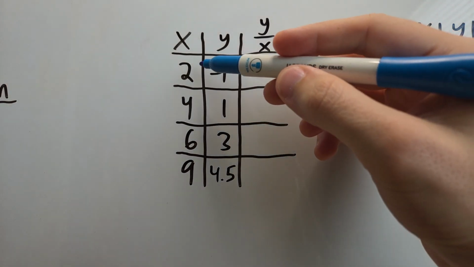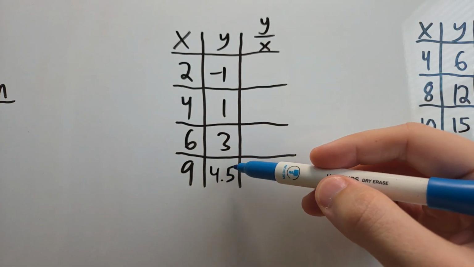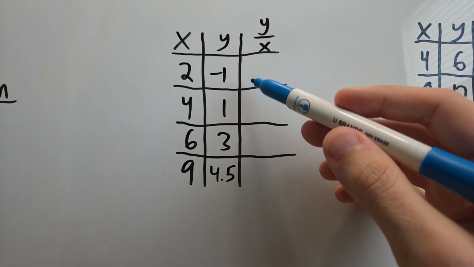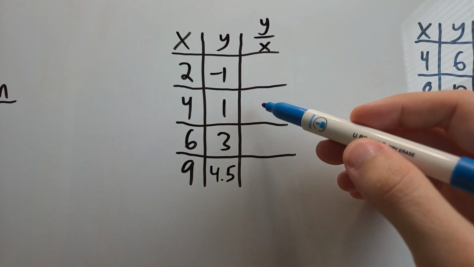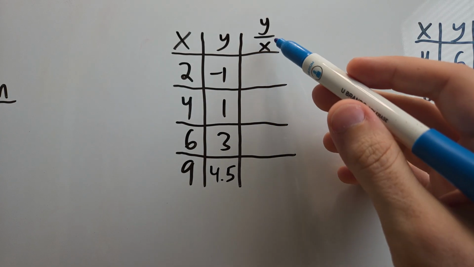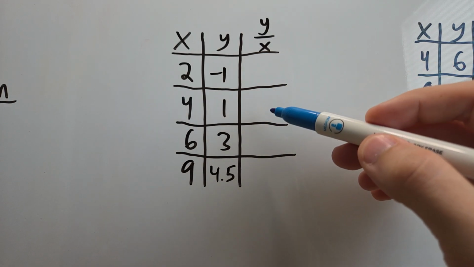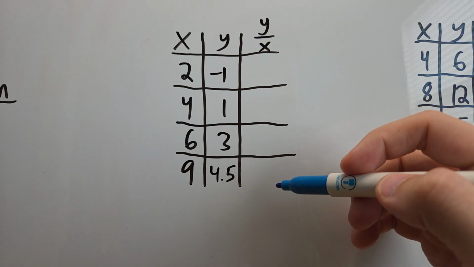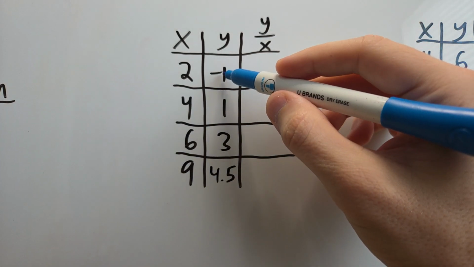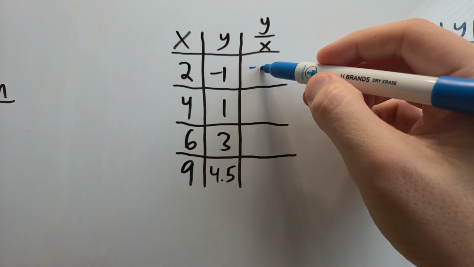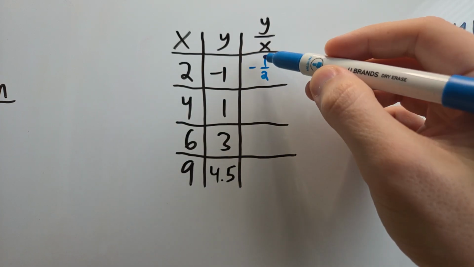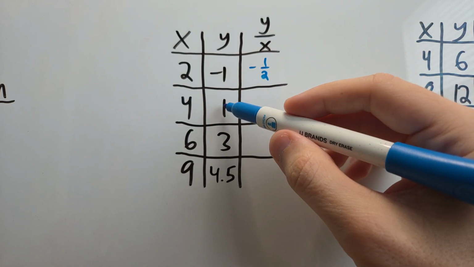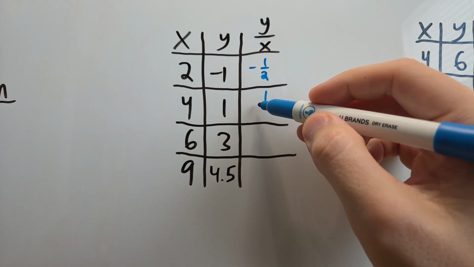Here I've got 4 x pairs with y. If we perform y over x, if we get the same value for every single one of these computations, we can be able to write our constant of variation as well as the equation. So if I perform -1 divided by 2, that's -1/2.